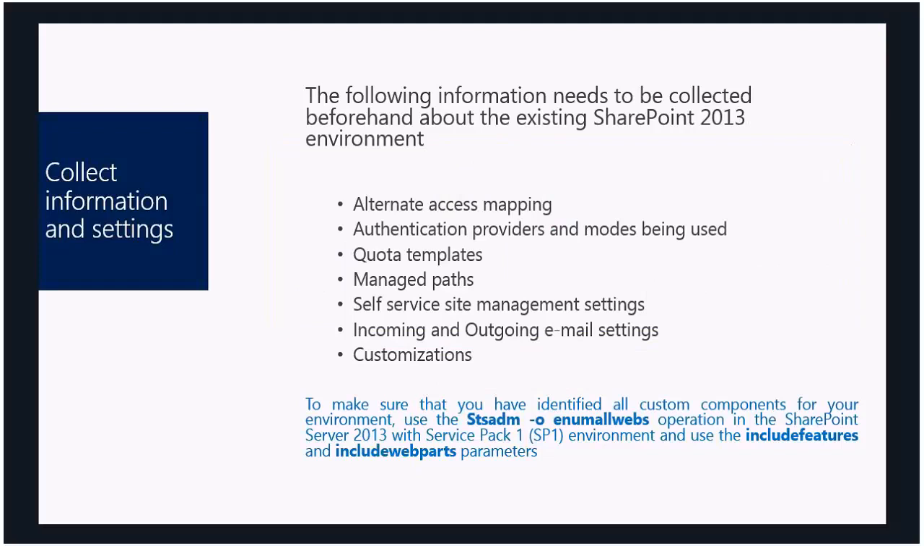Here we also need to collect some information, such as custom configs. For example, we have the alternative access mapping. We need to collect this kind of config, and we need to apply it into the new version, the new SharePoint 2016. This will make sure that our customer can keep the SharePoint URL if they upgrade into the newer versions.